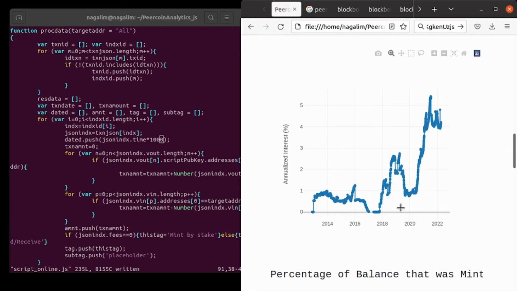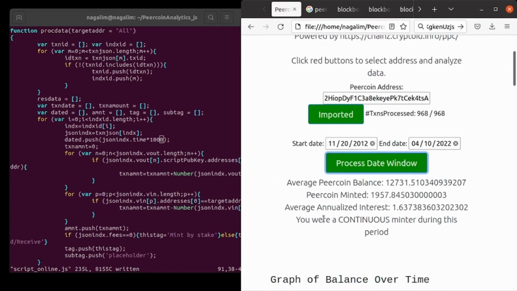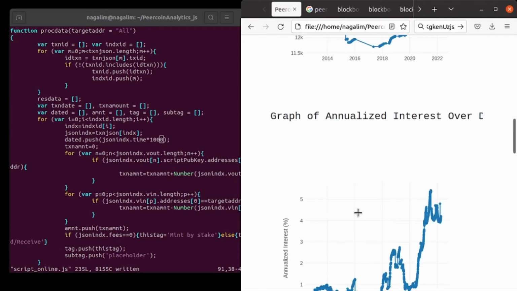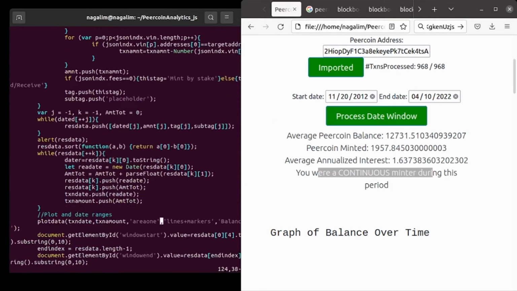So in my opinion, that's correct, because looking at this, it looks like they just turned off their minter for a while and then got all their rewards later anyway. That said, this is totally a continuous minter, right? Their annualized interest was high. The way that this number calculates continuous minter is really interesting. Here, check it.